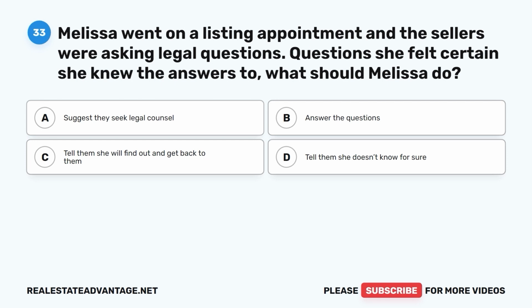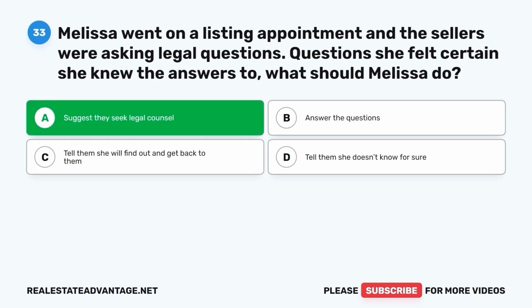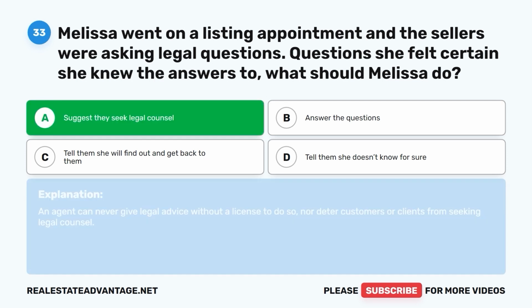Question 33. Melissa went on a listing appointment and the sellers were asking legal questions. Questions she felt certain she knew the answers to. What should Melissa do? A. Suggest they seek legal counsel. B. Answer the questions. C. Tell them she will find out and get back to them. D. Tell them she doesn't know for sure. The correct answer is A. Suggest they seek legal counsel.